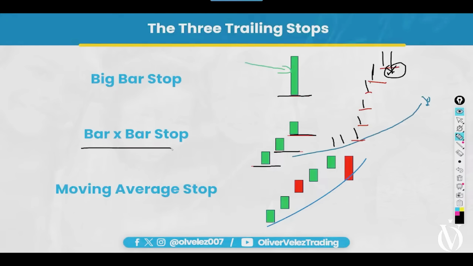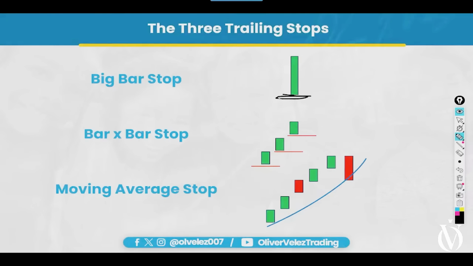So we use bar by bar when we are away from the 20. We use big bar when we're not so far away. So bar by bar is every bar. Big bar is just the big ones, not the little ones. You do nothing on the little ones. You only adjust on the big ones.